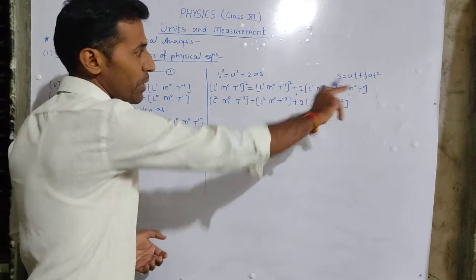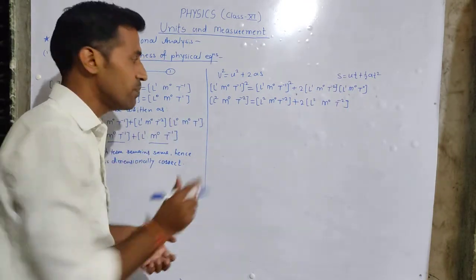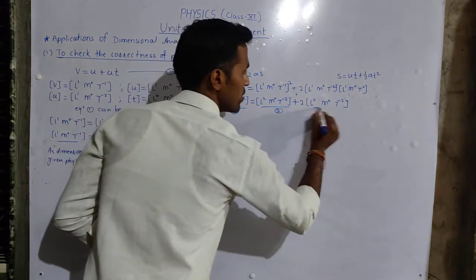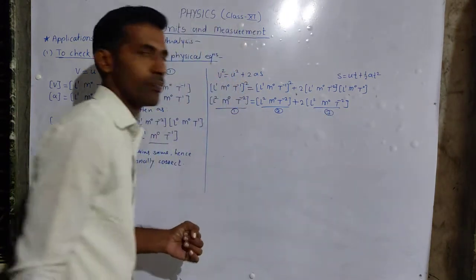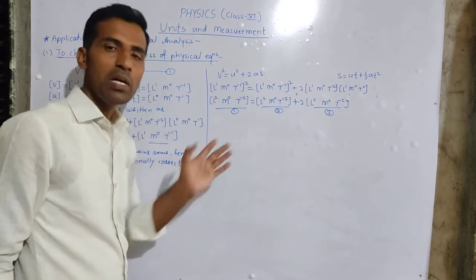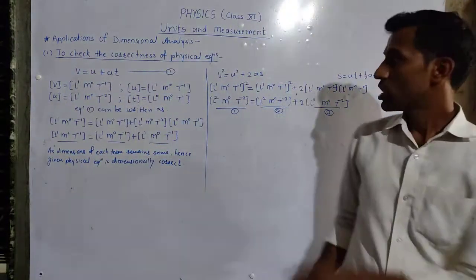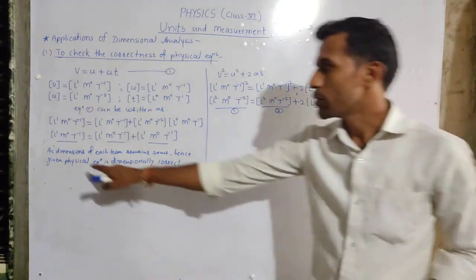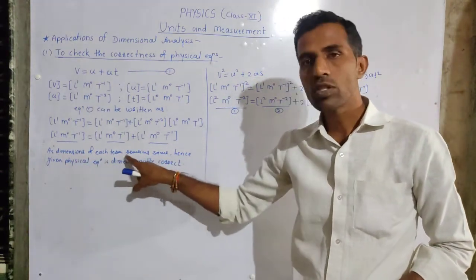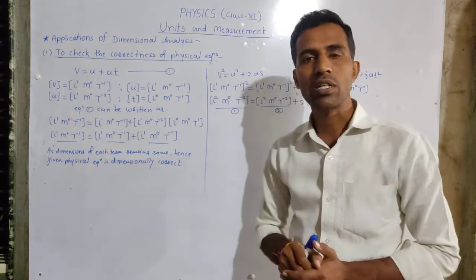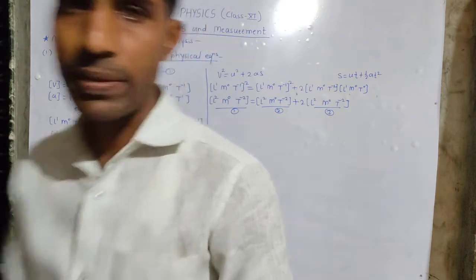Now let's compare the dimension of each term. This is our first term, this is the second term, and this is the third term. If you compare all the terms, then the dimension of each term is the same. Hence, the given physical equation is dimensionally correct. We can write here that the dimensions of each term remain the same. Hence, the given physical equation is dimensionally correct.